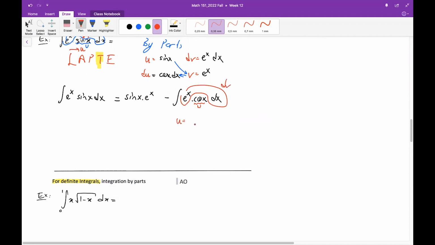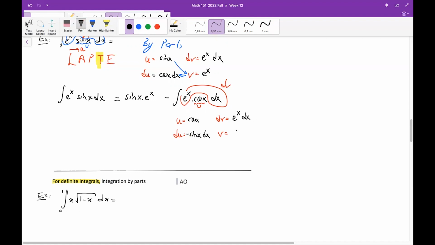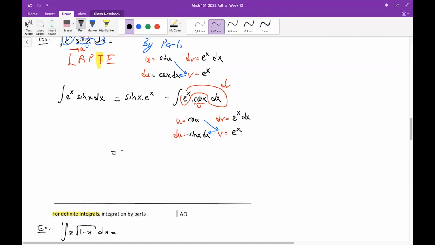Okay, construct your diagram again. U and dv are chosen, then we will compute these two things. U is cosine x, du is the derivative of cosine x, which is minus sine x dx. dv is this part, and the integral of it is just e to the power x, and then follow the direction of the arrows to apply the integration by parts formula. So what do you have? You have sine x e to the power x, this term, minus this times this, right? Cosine x times e to the power x, minus integral this times this. There's another minus here. That's why e to the power x sine x dx. Okay, this is what we have.